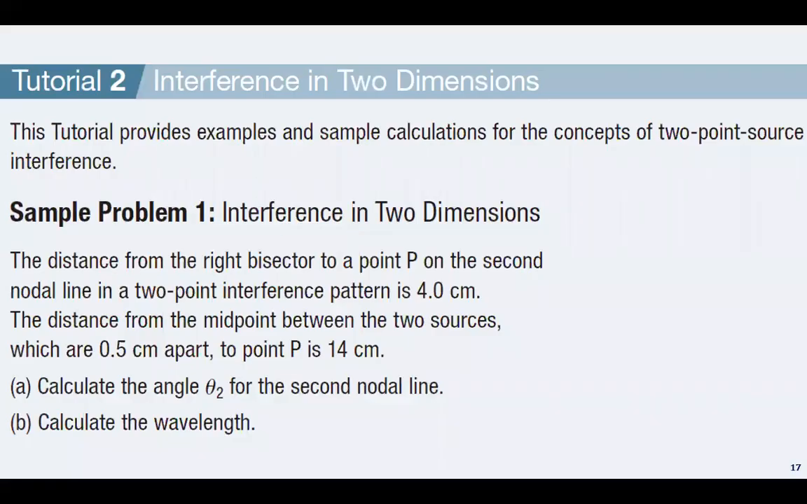Okay, next let's have a look at a problem here. The distance from the right bisector to a point P on the second nodal line in a two-point interference pattern is 4.0 centimeters. The distance from the midpoint between the two sources, which are 0.5 centimeter apart, to point P is 14 centimeters. Based on this information, first, can you calculate the angle theta 2 for the second nodal line? Then calculate the wavelength.